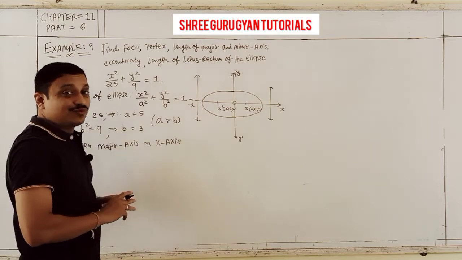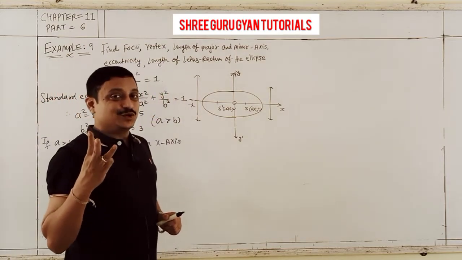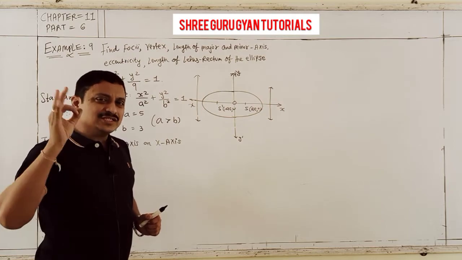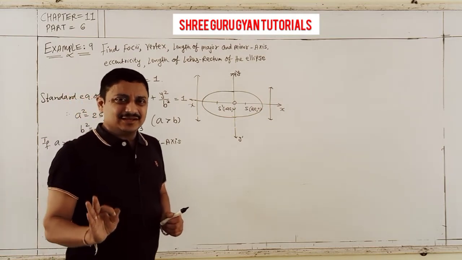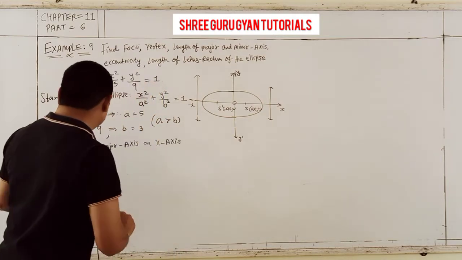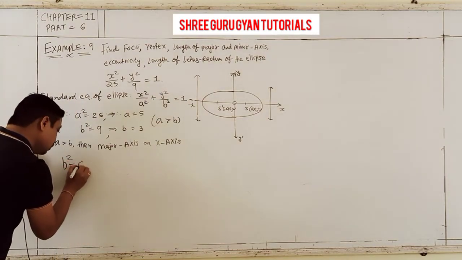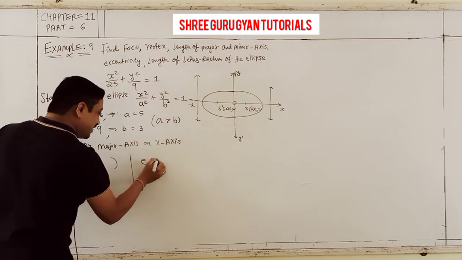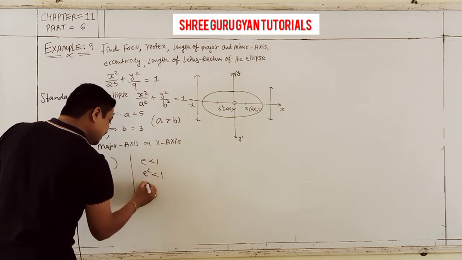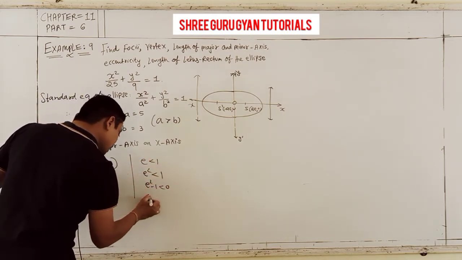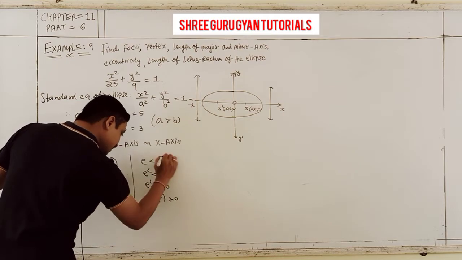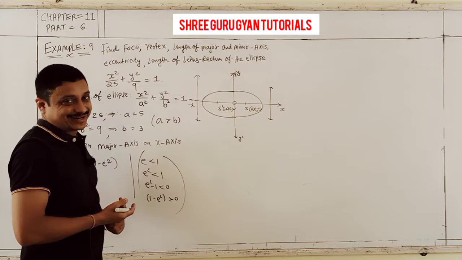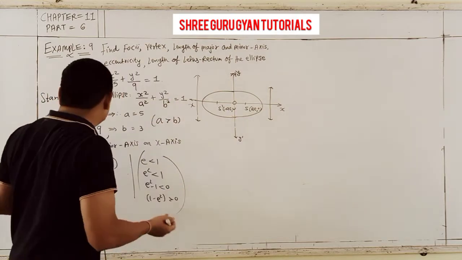Now you go to formula number 3rd. I told you last time, again I tell you today, always and always use formula number 3rd. b square is equal to a square into 1 minus e square. For e less than 1, e square is less than 1, e square minus 1 is less than 0, 1 minus e square is greater than 0. This condition you will write here, 1 minus e square. Now expand. Easily you get the e value.